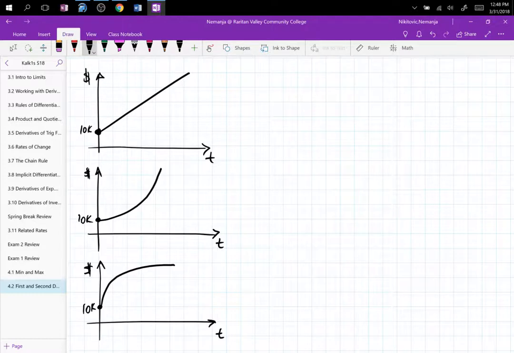So which portfolio, one on top, two in the middle, three on the bottom, which portfolio is making the most money fastest? 2, 1, 3. Fastest, second fastest, worst.